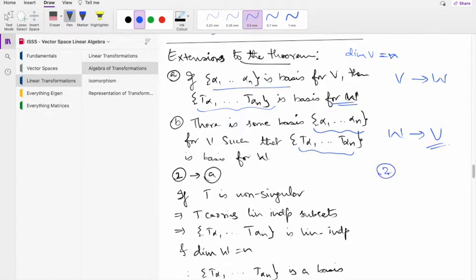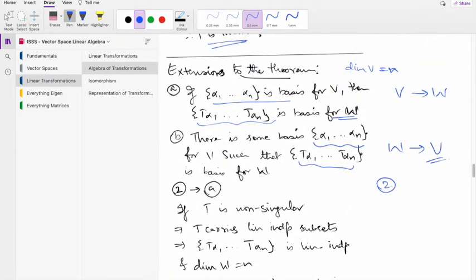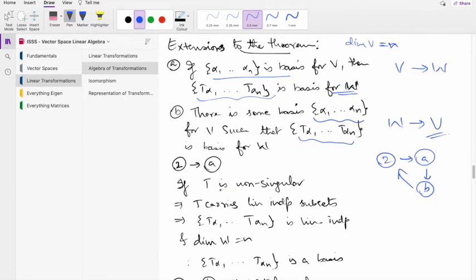We'll use the second condition that we discussed previously, that is T is non-singular, to prove the first part of the first extension, that is 2 implies A, and we then go in a cyclic manner to prove A implies B, and then B implies 2. Okay, so for 2 implies A, we assume that T is non-singular. Now, since T is non-singular, we know that T will carry linearly independent subsets. That is, if any subset, let's say beta 1 to beta m, is a linearly independent subset of V, then T beta 1 to T beta m will be a linearly independent subset of W, right?